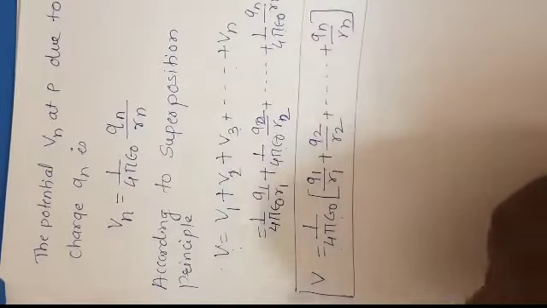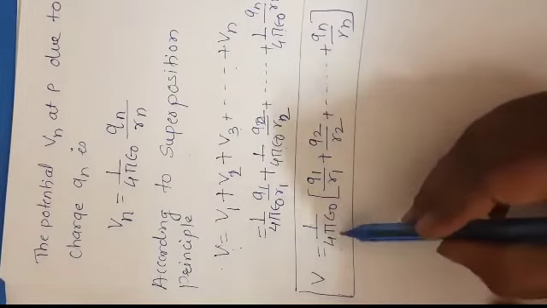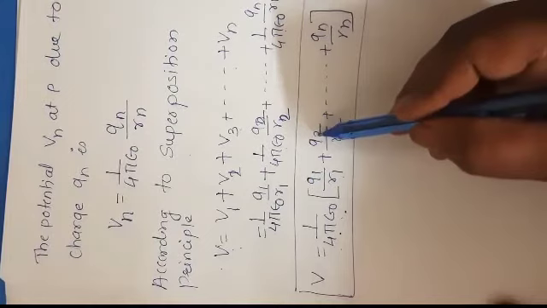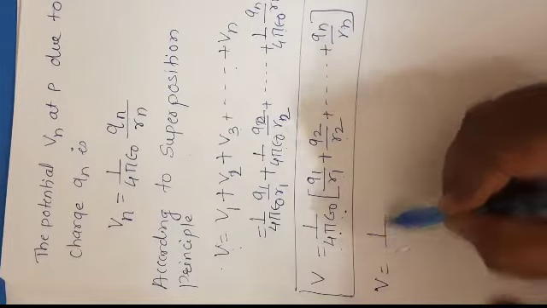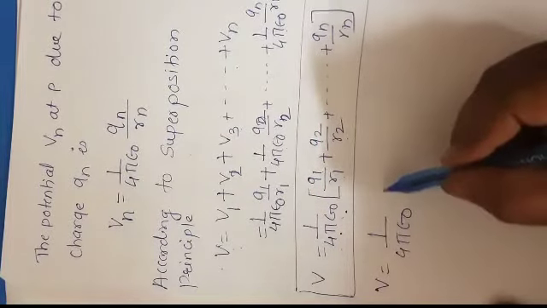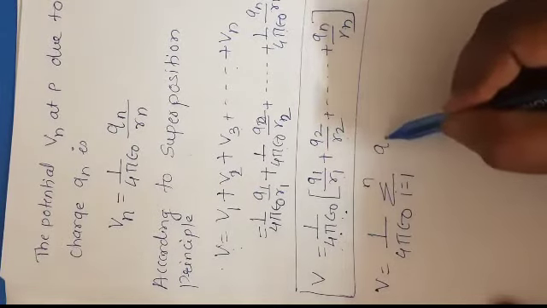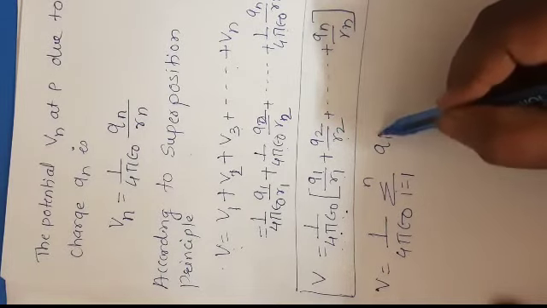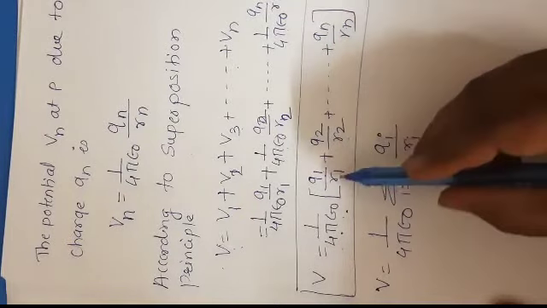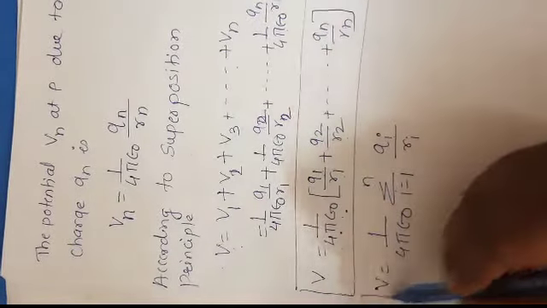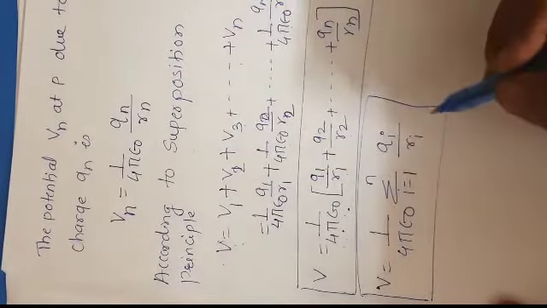This is the formula for the electric potential due to a system of charges. The total potential is 1 upon 4 pi epsilon 0, q1 upon r1 plus q2 upon r2 plus ... plus qn upon rn. This equation can be written in summation form as 1 upon 4 pi epsilon 0 times the summation of qi upon ri, where i changes from 1 to n, so qi changes from q1 to qn and ri changes from r1 to rn. This is the equation of the electric potential due to a system of charges.